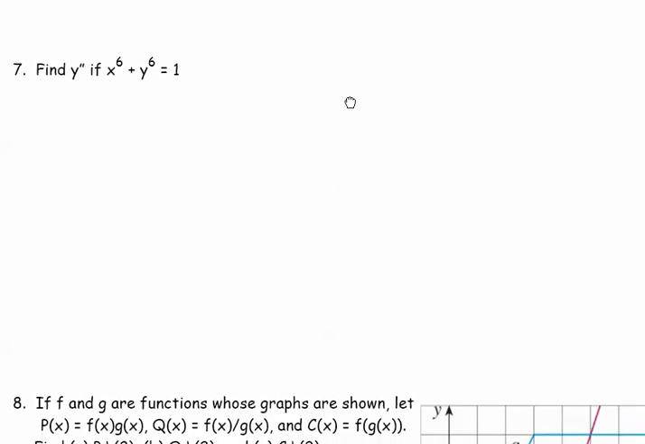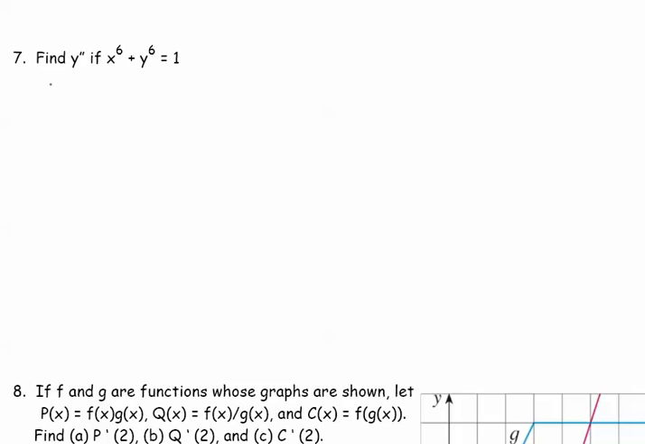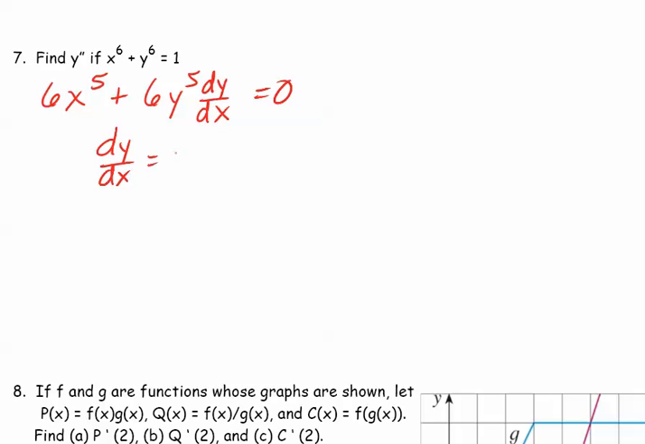All right, a second derivative by implicit differentiation. So let's do the derivative with respect to x. We do not need a chain rule on the first term, but we do need a dy dx chain rule on the y term equals 0. Let's solve for dy dx. We'll have a negative 6x to the 5th divided by 6y to the 5th. So there's our first derivative. Cancel those 6's. Press on to the second derivative.